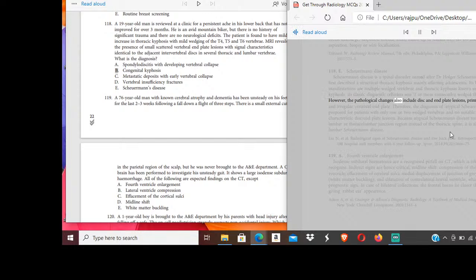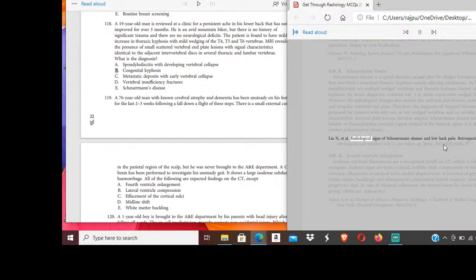However, the pathological changes also include disc and end plate lesions, primarily Schmorl node and irregular vertebral end plate. Therefore, the diagnosis of atypical Scheuermann disease was proposed for patients with only 1 or 2 wedged vertebrae and no notable kyphosis but characteristic disc/end plate lesions. Because atypical Scheuermann disease tends to affect the lumbar or thoracolumbar junction region instead of the thoracic spine, it is also called lumbar Scheuermann disease.